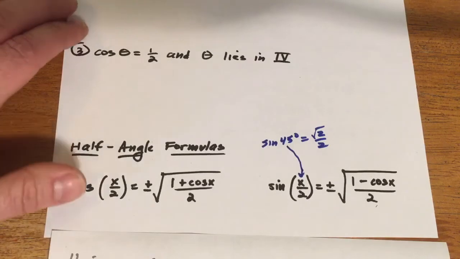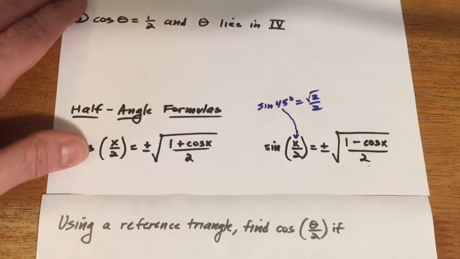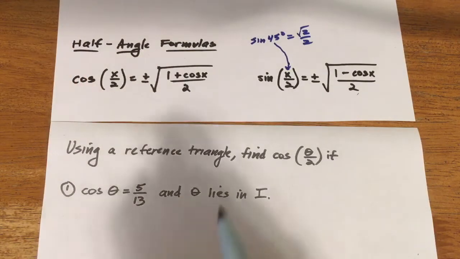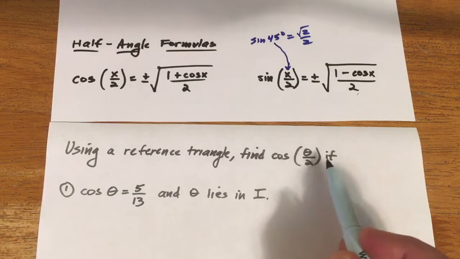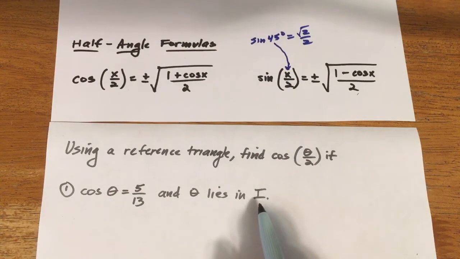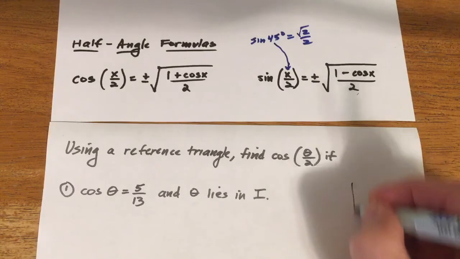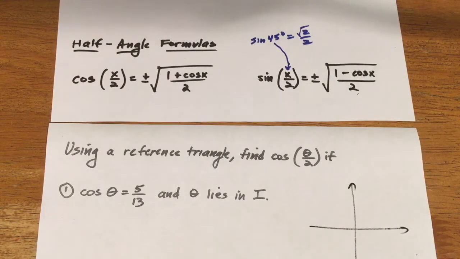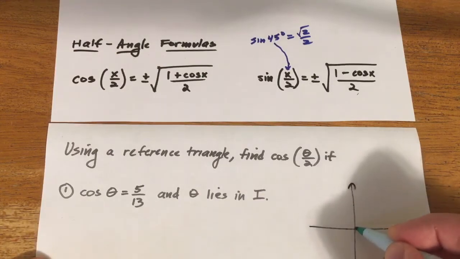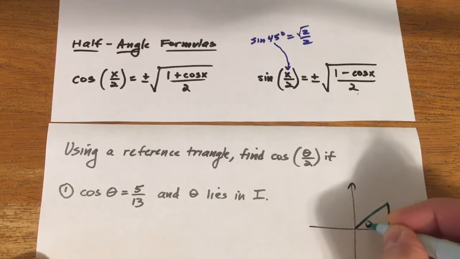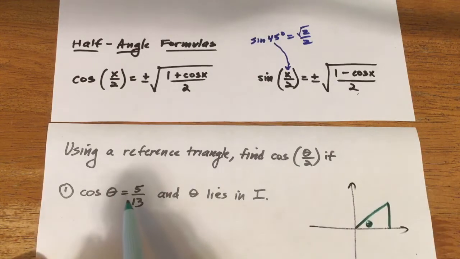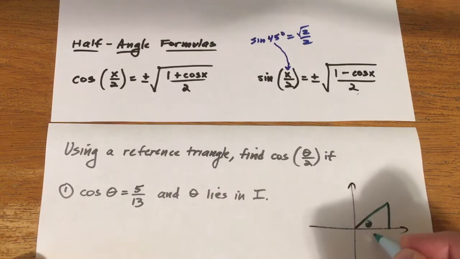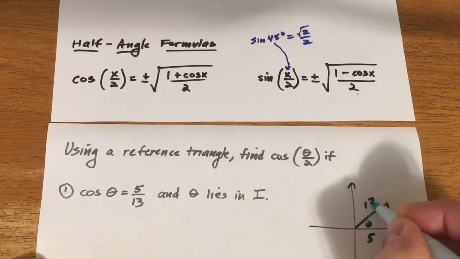All right, let's go ahead and begin with an example of using a half-angle formula. So here it says, using a reference triangle, find cosine of theta over 2 if these conditions are true. Because they mention reference triangle, let's go ahead and draw a picture with a reference triangle. And it's in quadrant 1, so we have this part of our bow tie. There's the angle theta. They say cosine is 5 over 13, so that's adjacent over hypotenuse. Adjacent here 5. Hypotenuse 13.